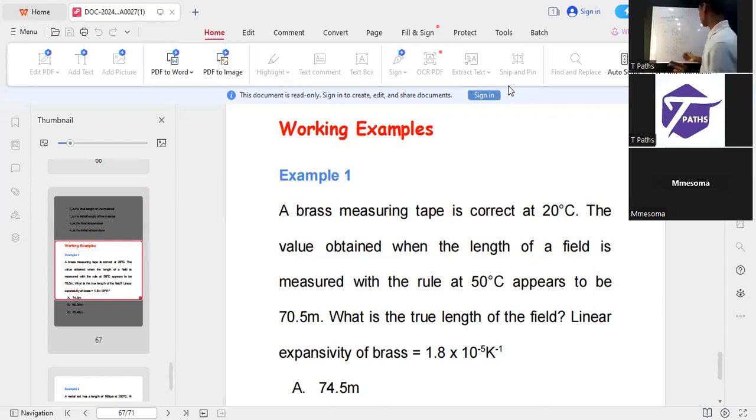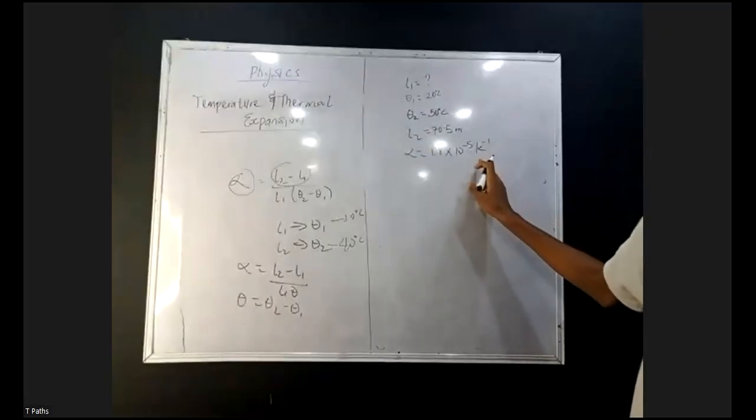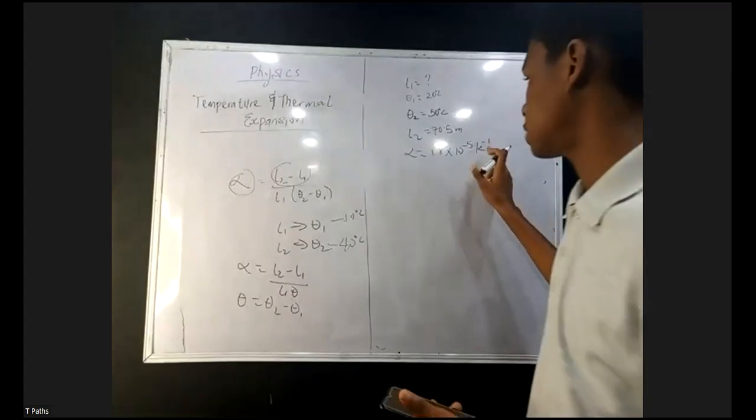So now that length is what? 70.5. Don't forget I said L2 is the length at temperature 2, so L2 is 70.5 meters. The question says, what is the true length of the field? The true length of my field is L1. That's what I'm looking for. It now says take linear expansivity of brass as 1.8 times 10 to the power of minus 5 per Kelvin. I forgot to tell you the unit of linear expansivity is per Kelvin, so keep it at the back of your mind.